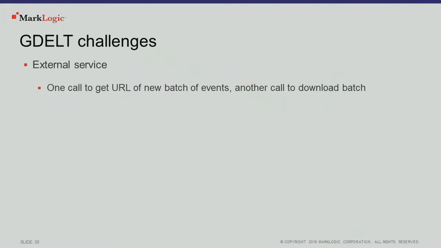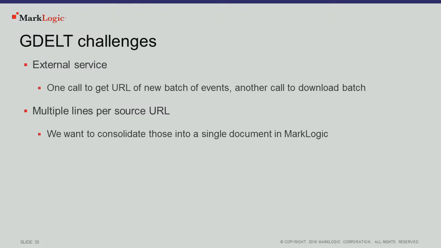So some of the challenges that we have, again, we have an external service. We actually need to make 2 calls to it. One call is to say, okay, what's the new batch of events? What's the URL for it? And then the second call is going to be to download that batch. In most of these batches of events, there's often multiple lines per source URL, where the source URL is a web page that describes the news event. I'm not sure why that is. That's just how the data set is.